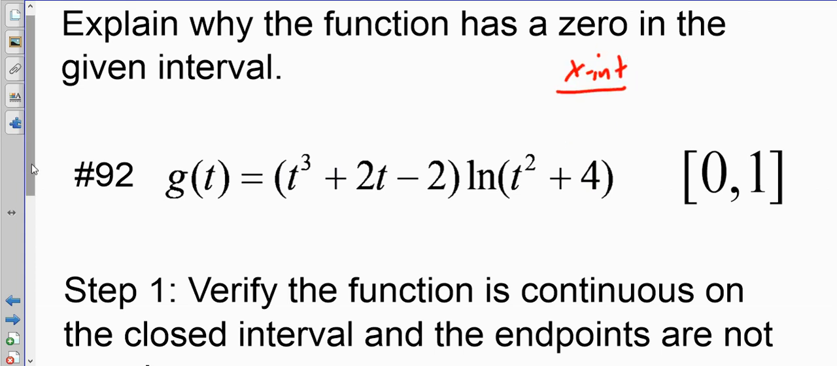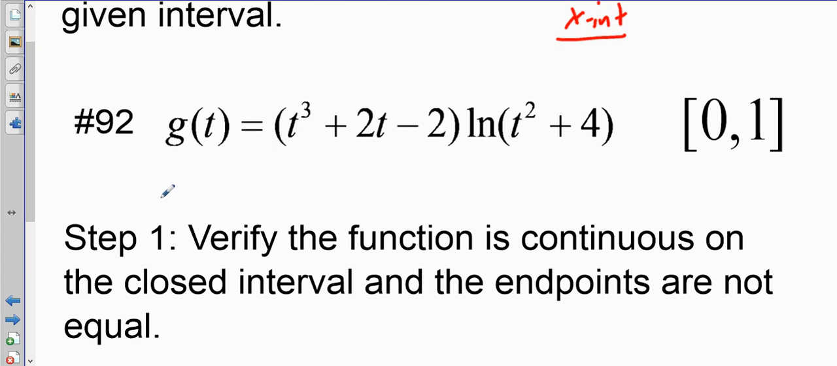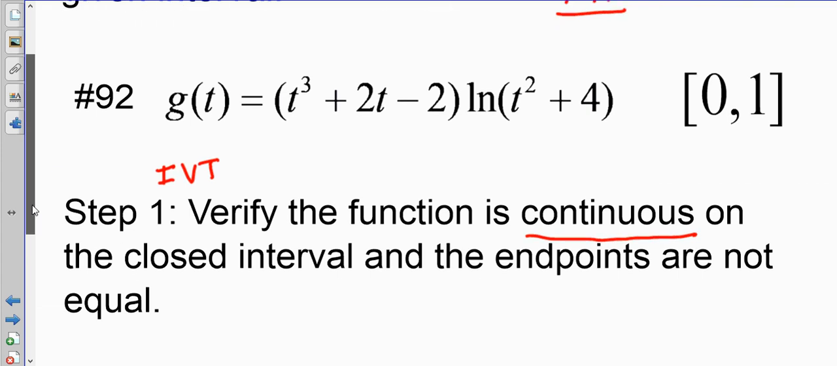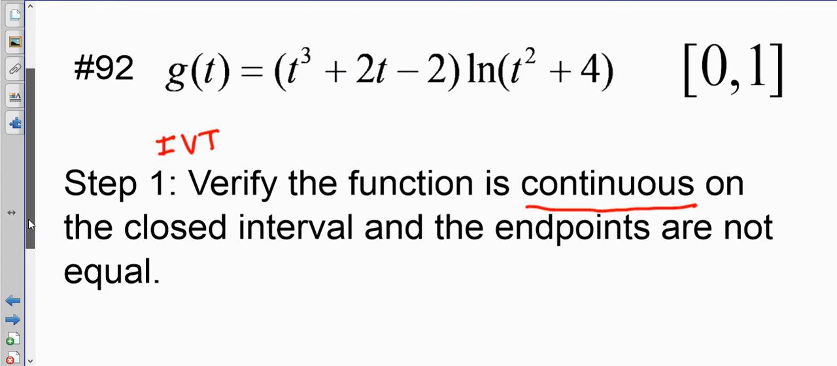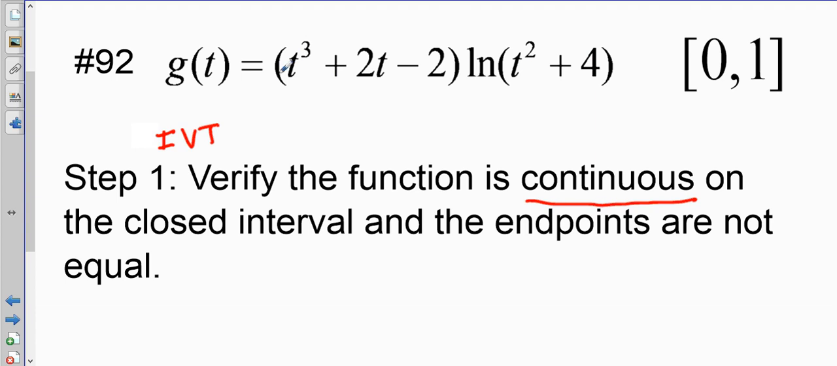To verify this, we're going to use the intermediate value theorem, IVT, to help us. First we verify that the function is continuous. Because if it's continuous, then we know that one point will have to connect to the other point. There are no holes, no gaps, no breaks in the curve. So on this closed interval, the endpoints must also not be equal.